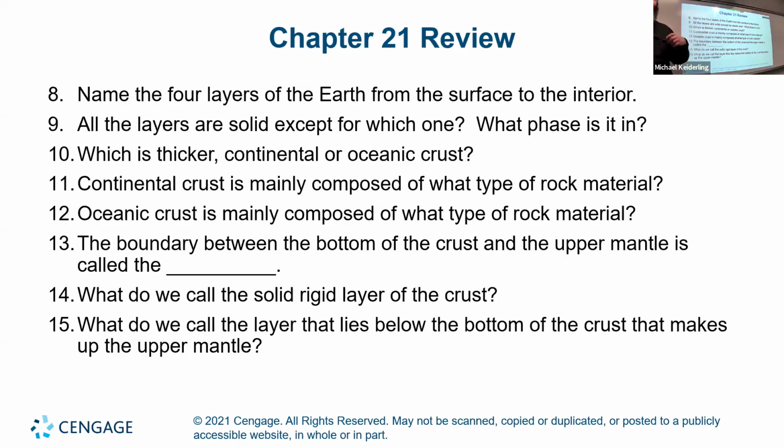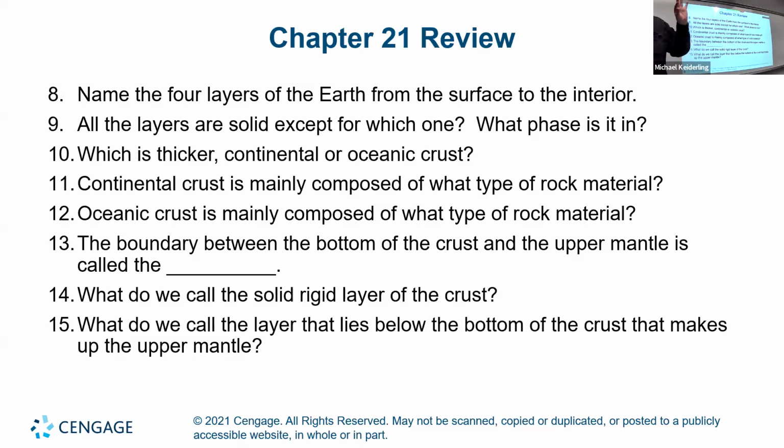Continental crust is thicker than oceanic crust. It's also less dense. Continental crust is mainly composed of granitic rock, rock that's like granite. Oceanic crust is mainly composed of rock that's like basalt, the basaltic rock material. The boundary between the crust and the upper mantle is called the Mohorovicic discontinuity, or MOHO.